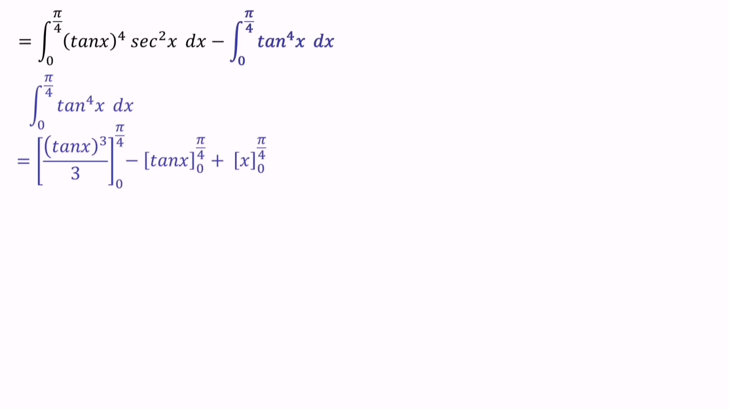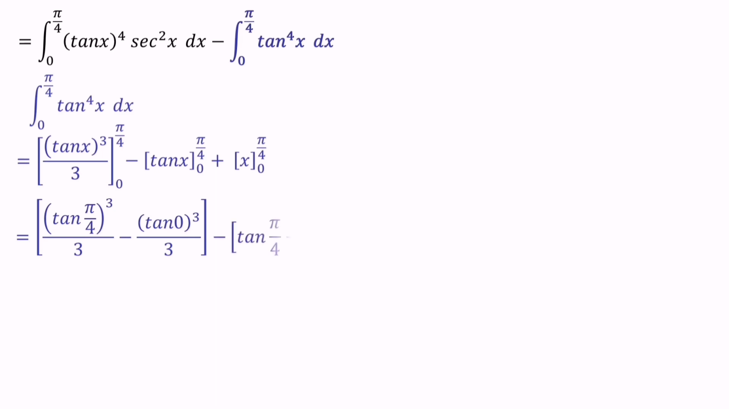Finally, we need to substitute the upper limit and lower limit for these answers. First one, tan x cubed over 3, upper limit pi over 4 minus lower limit 0. Second one, tan x, upper limit pi over 4 minus lower limit 0. Last one, x, upper limit pi over 4 minus 0. Tan pi over 4 means tan 45 degrees. It is equal to 1. Tan 0 equals 0.